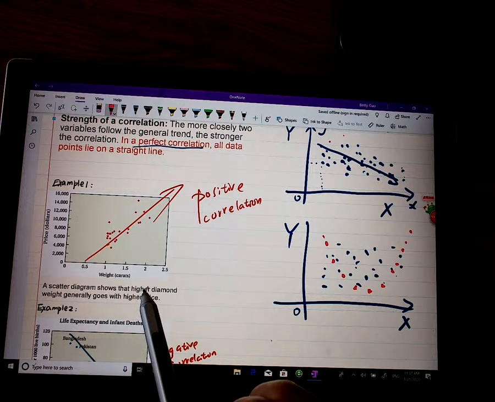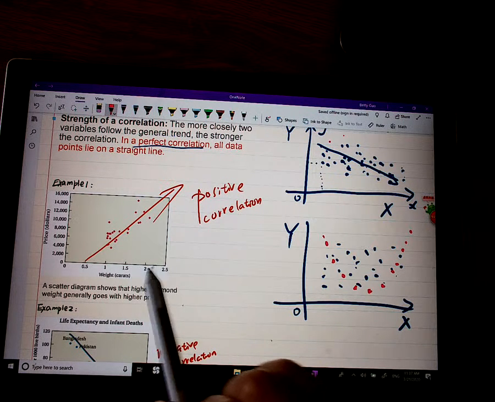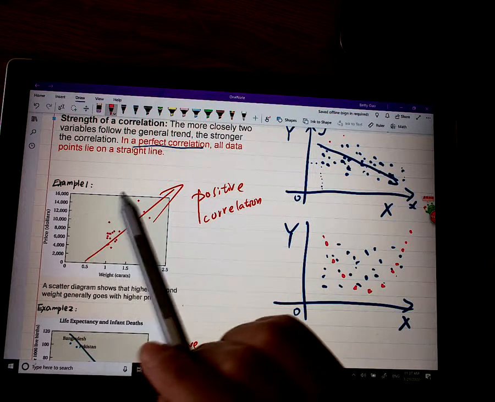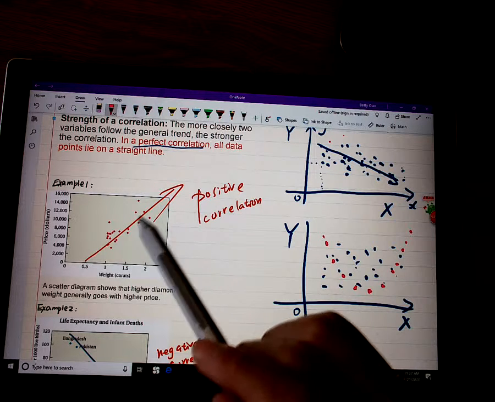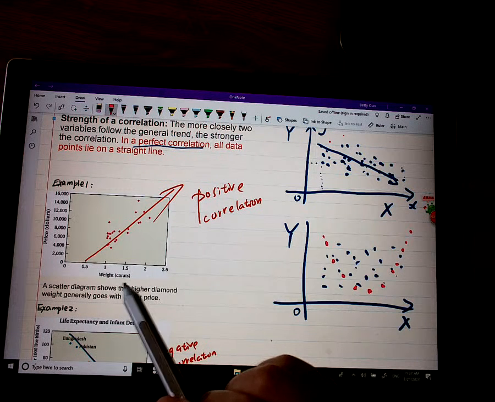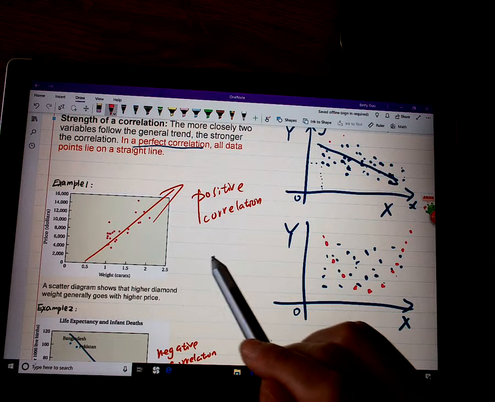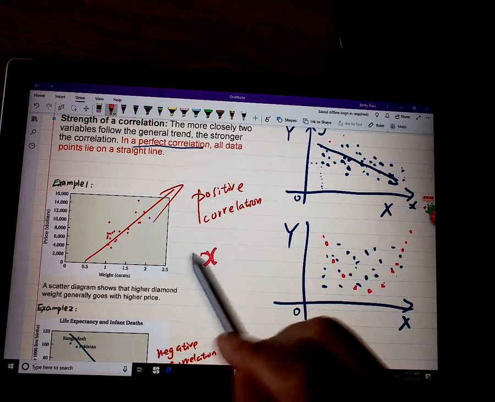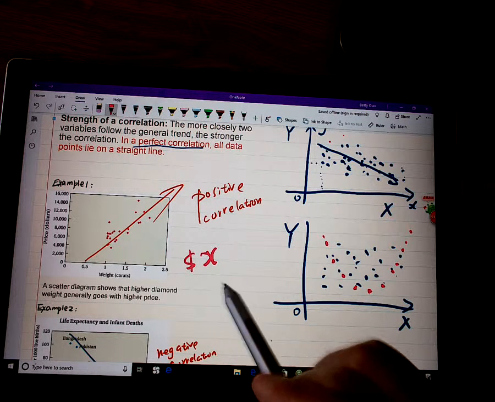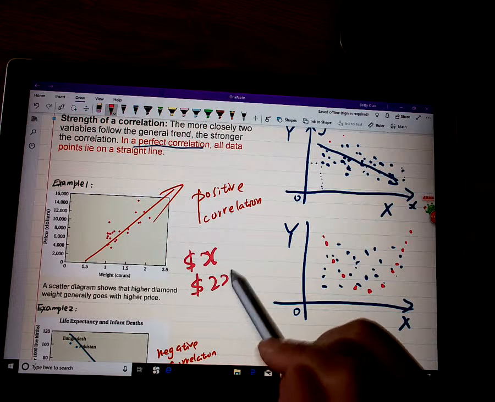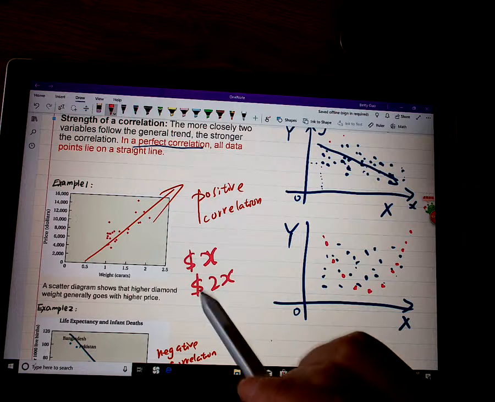For diamond, the rare, precious stone, the more the diamond weighs, the higher the price is, right? By the way, in reality, it is not a linear correlation. Because, if you have a 1 carat diamond, let's say the price is X dollars. Would that mean a diamond that weighs 2 carats would cost 2 times X dollars? That the price would be doubled?